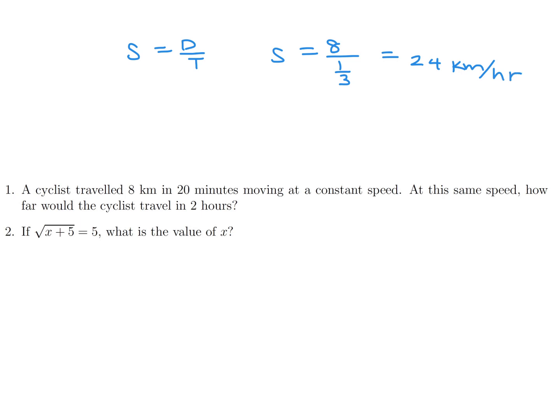So now they want me to figure out how far. They want me to figure out distance. So that formula, we have to modify to s times t. The speed is 24. The time is 2. So that's 48, and it would be 48 kilometers.